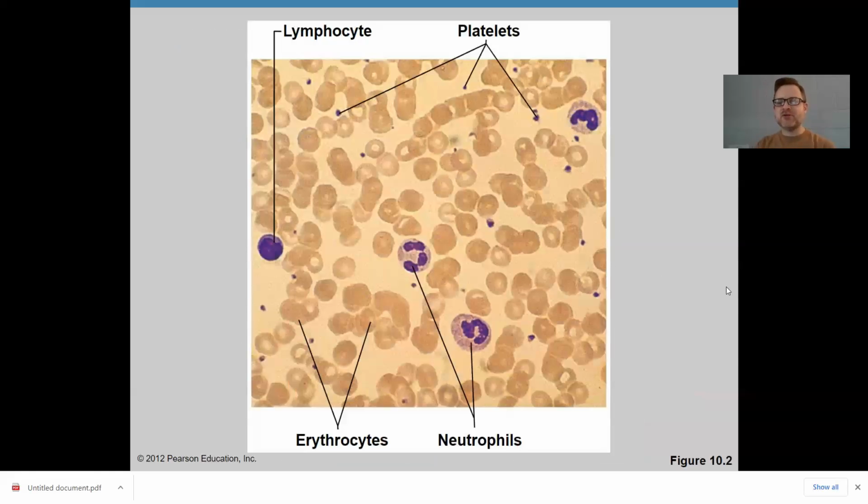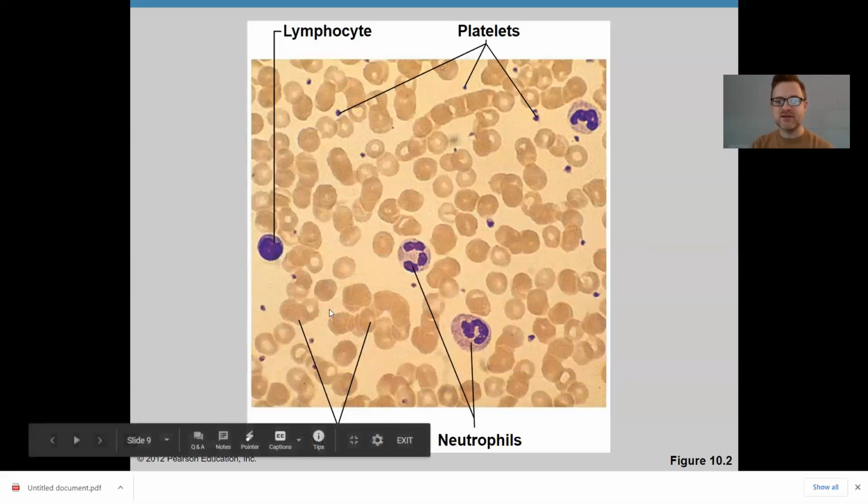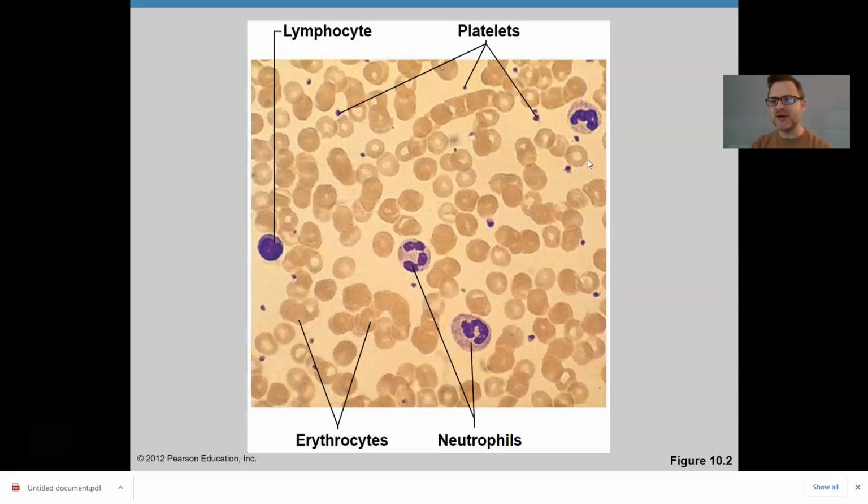So when we looked at blood under the microscope, normal blood, it looks sort of like this. The bluish purple cells are different kinds of white blood cells, which we'll see in a minute. The little fragments of things are platelets. And then everything else that you see are red blood cells. And you can kind of see that they look like donuts because they're the biconcave disc.